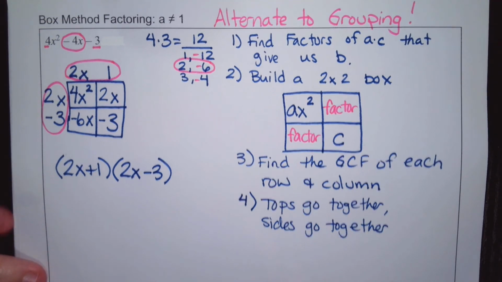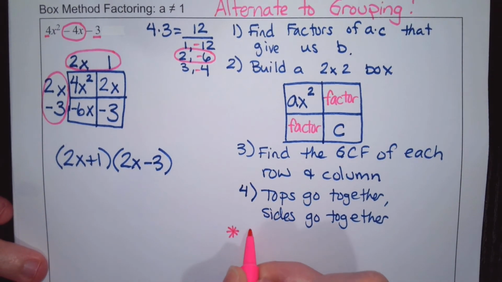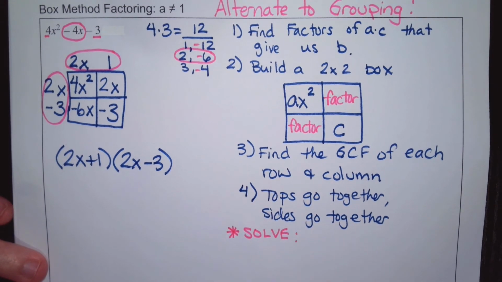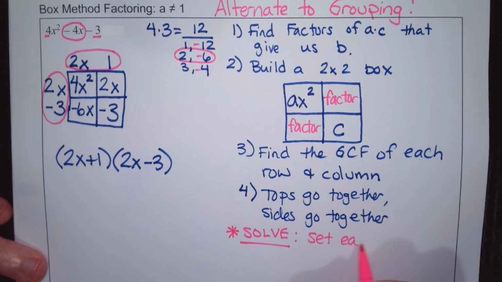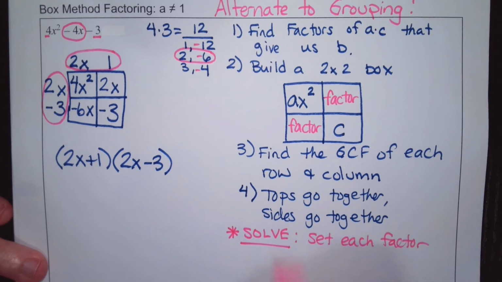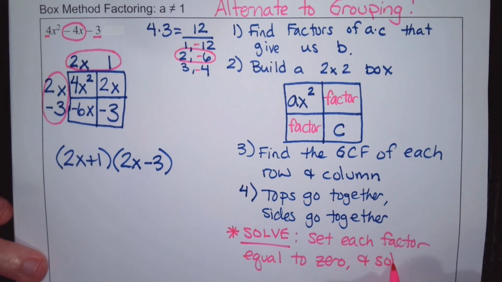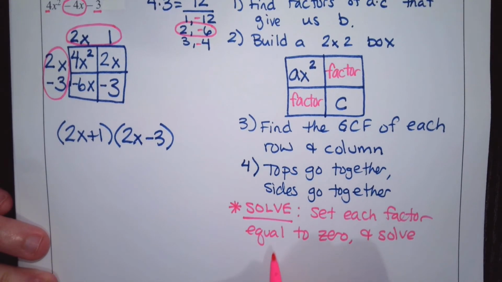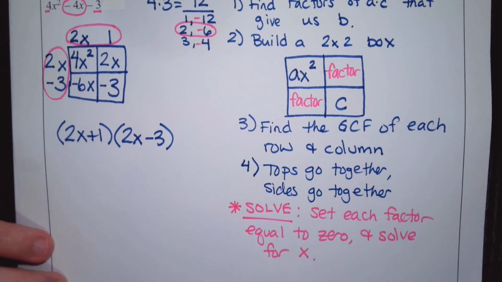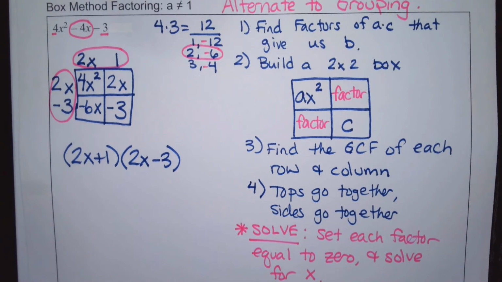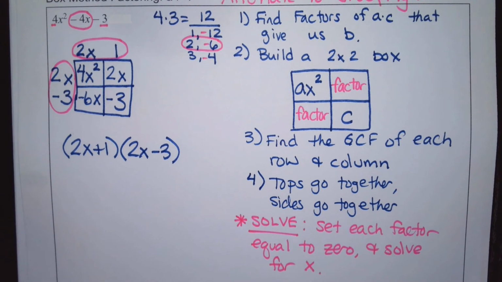Now, if we were to add in solving, the solving process is exactly the same. Set each factor equal to 0 and solve for x. All right, since solving doesn't change, I just wanted to focus on the actual factoring portion of it. So there you have it, a new method to factor when a is not equal to 1, the box method.